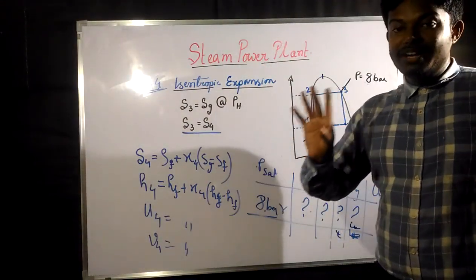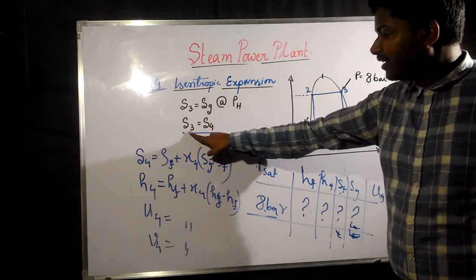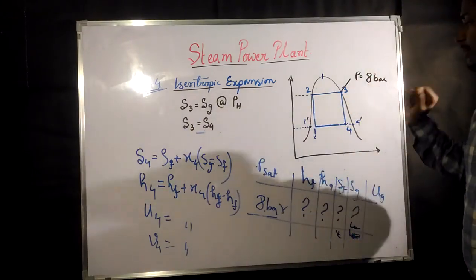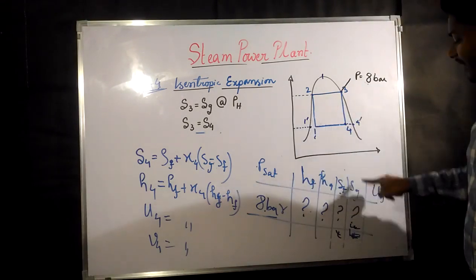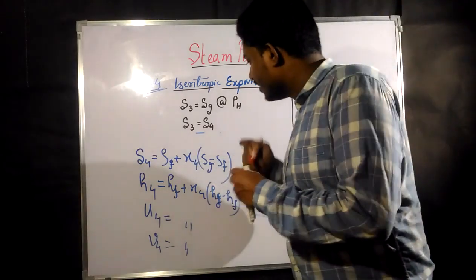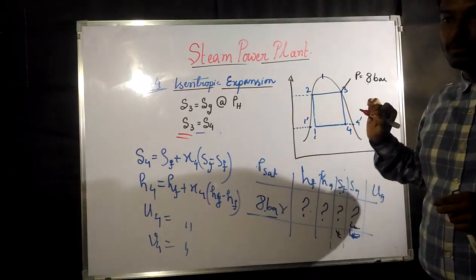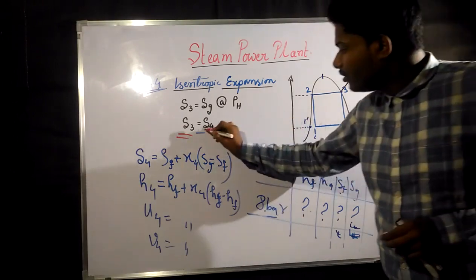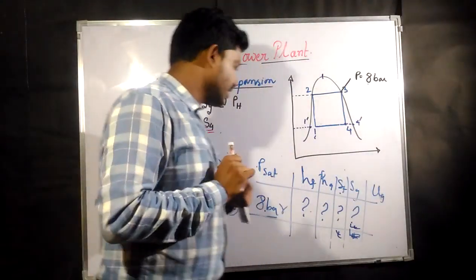Now, how can you find out the enthalpy here? We have found out that S3 is equal to S4. Going to the steam table at point 4, at 8 bar, the value of Sg is going to give our S3. So you already know S3. You also know that 3 to 4 is an isentropic process, so entropy at point 3 and entropy at point 4 are going to be the same. So you have equated it to S4.